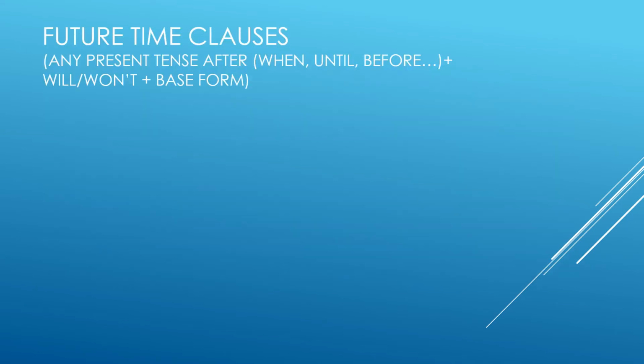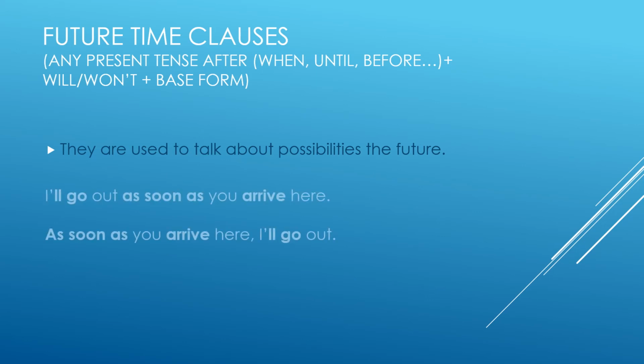Also, we have future time clauses. They are going to work similarly to the first conditional, but the difference is that instead of using if, we are going to have some other words like when, until, or before. They are used to talk about possibilities in the future. So we can say that they are also true in the future and that the future time clauses are similar to first conditional, right?